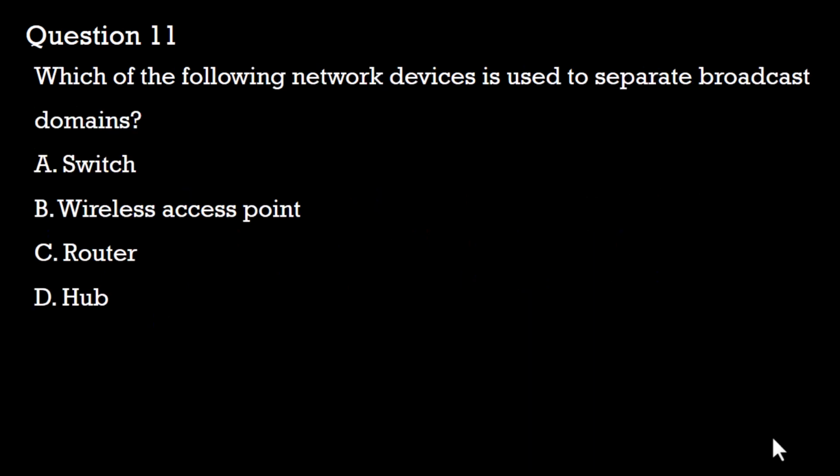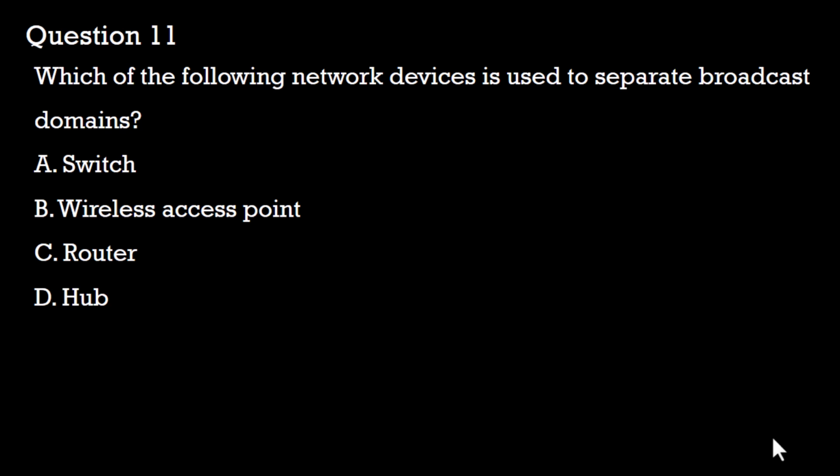Question 11. Which of the following network devices is used to separate broadcast domains? A. Switch. B. Wireless access points. C. Router. D. Hub. A switch operates at the data link layer and it does not separate broadcast domains. However, it can separate collision domains, and with VLAN configuration, it can create multiple broadcast domains within the switch. A wireless access point allows wireless devices to connect to a wired network. However, it does not separate broadcast domains.